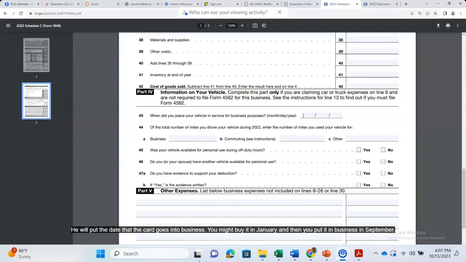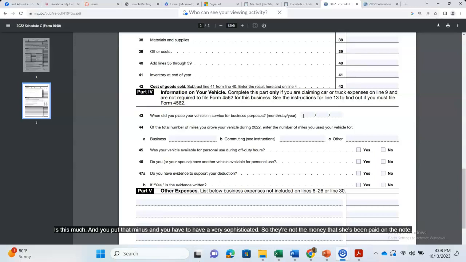He will put the date that the car goes into business. You might buy it in January and then you put it in business in September because the business was not ready yet. So all those 9 months is nothing. You just place that car into business in September and you put September over there. And then you say, okay, now I put in business in September and the business mileage I use is this much. And you put that mileage.